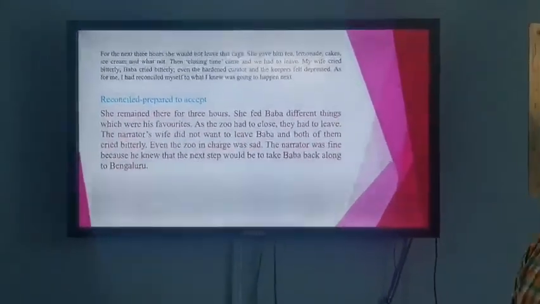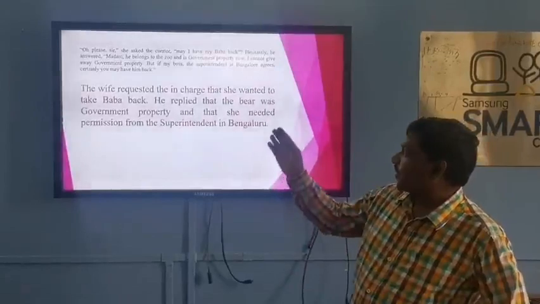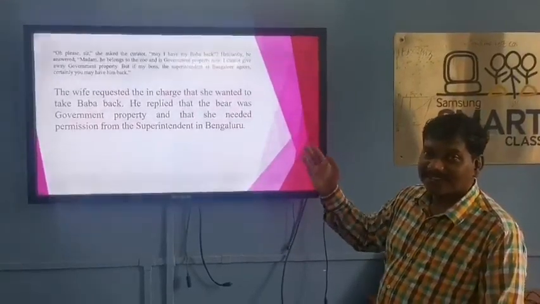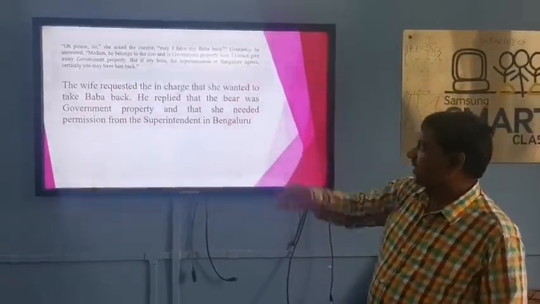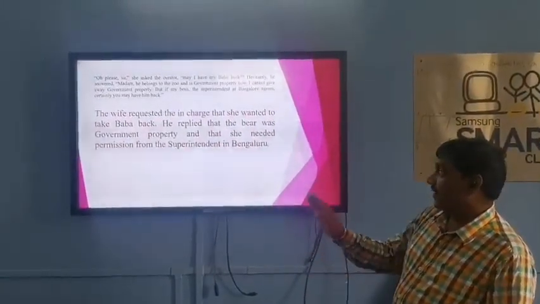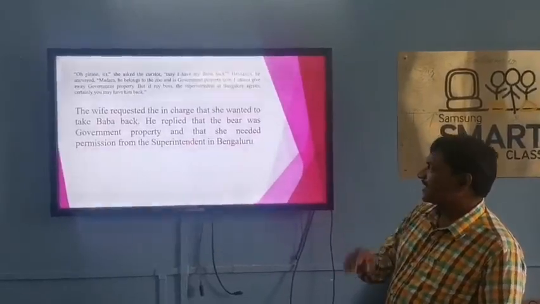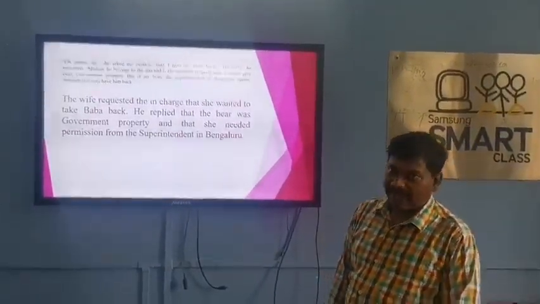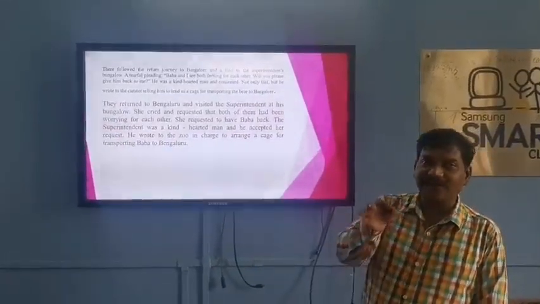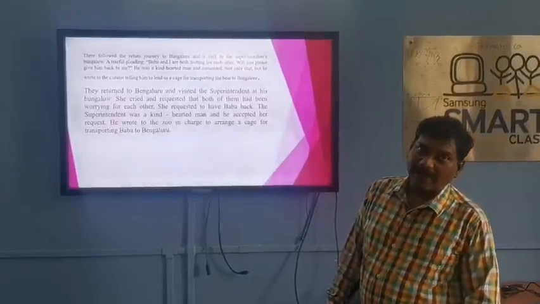The narrator knew very well what was going to happen next. The wife requested the in-charge that she wanted to take Baba back. You see, it was their attachment. Therefore, she requested the zoo in-charge that she wanted to take Baba back. And the zoo in-charge replied that the bear was government property, and that she needed permission from the superintendent in Bangalore. They also went to Bangalore for the permission so that they could take Baba back. They returned to Bangalore and visited the superintendent.